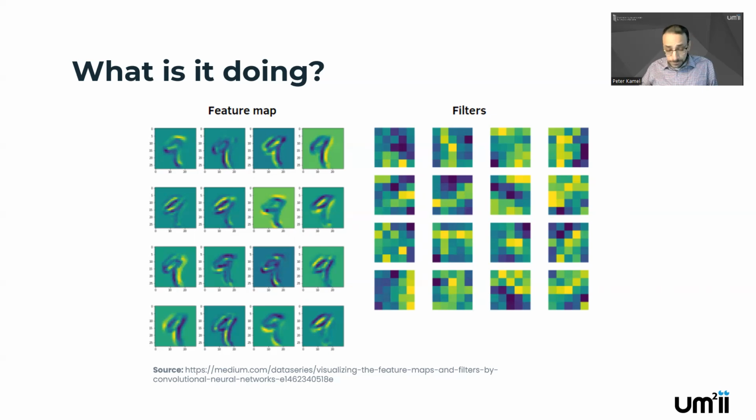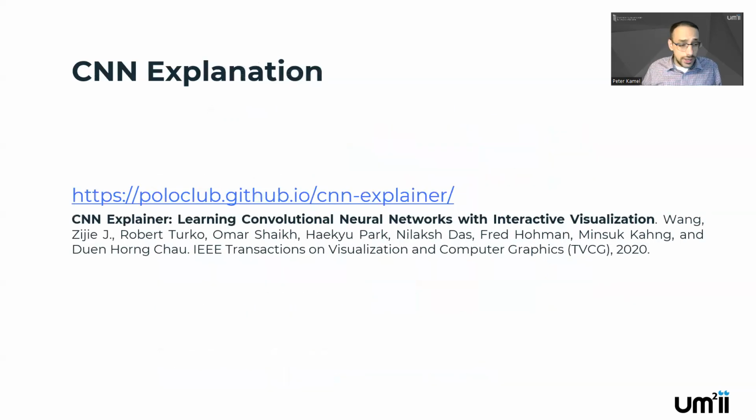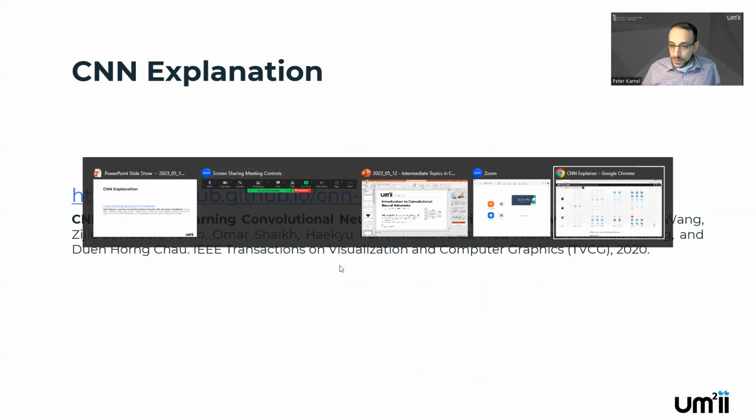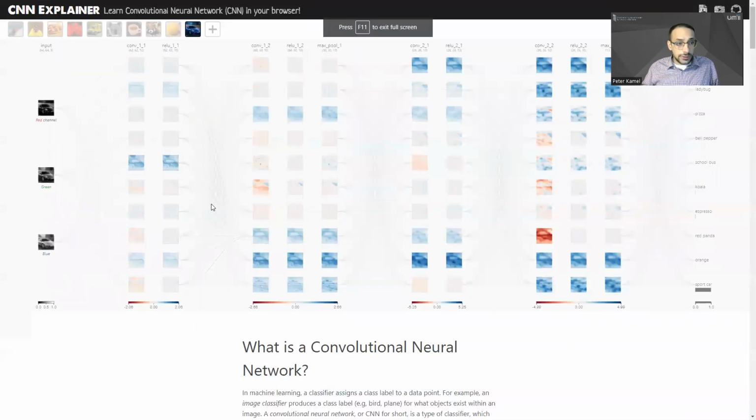Okay? This is a very nice website that we'll take a brief look at, published by a group, that shows a lot of what's happening underneath with these convolutional neural networks as they are processing an image. So let me pull that up here and we'll take a look.